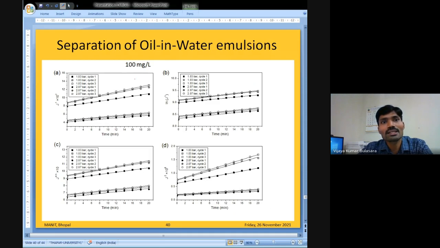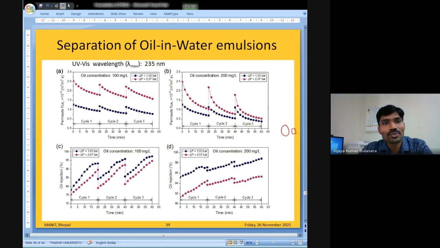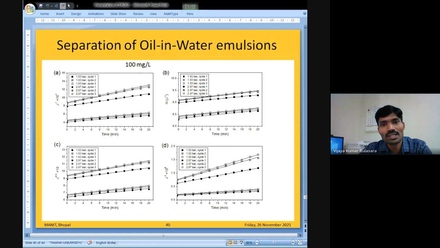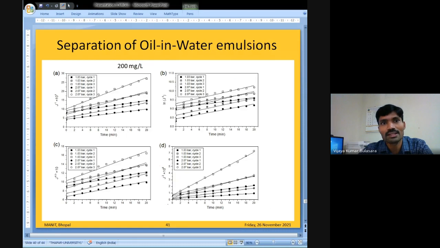When we analyzed the permeate flux decline by various models, here also the result says that the reason behind the decline in the flux, or fouling, is due to cake layer formation. The same is observed at 200 mg per liter oil concentration.